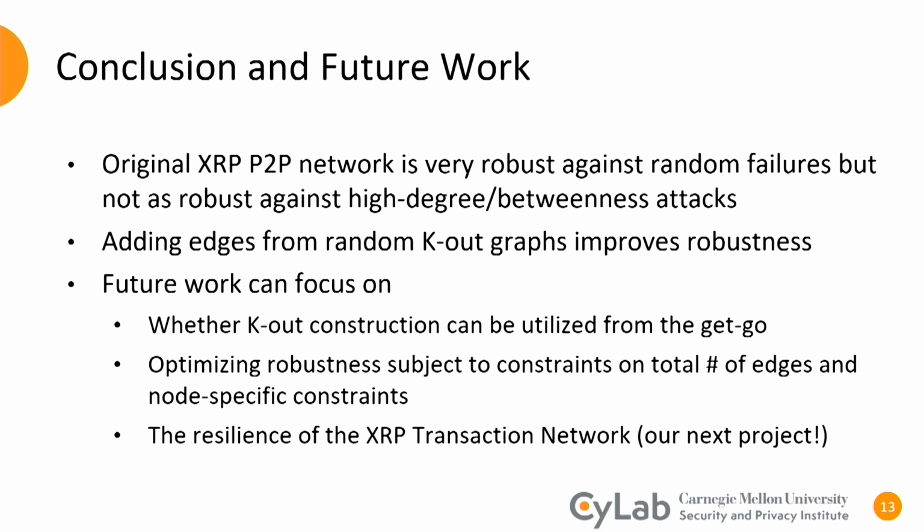And can we also maybe look at a more optimization type of flavor? I just gave an idea where things are better, but I didn't really optimize anything. So could we make this more concrete? And of course, resilience of XRP's transaction network could be a future work, and it's going to be a future work that I will talk about in a second.